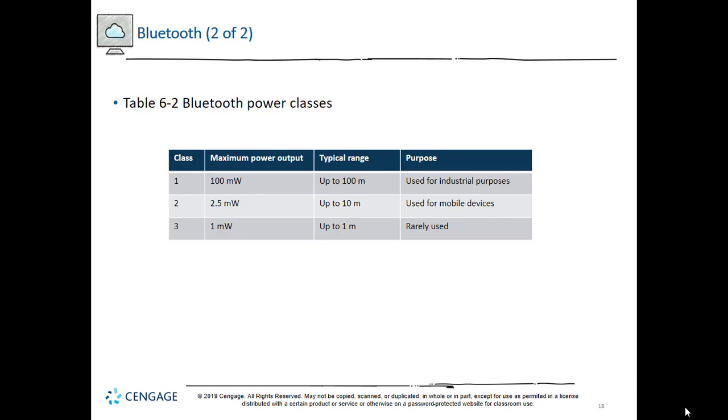Here you can see there are three classes, and you can also see their power outputs. Bluetooth power output is measured in milliwatts, which is 1/1000th of a watt. So if you compare that with a 60-watt light bulb, you'll get an idea of how tiny the amount of power actually is.